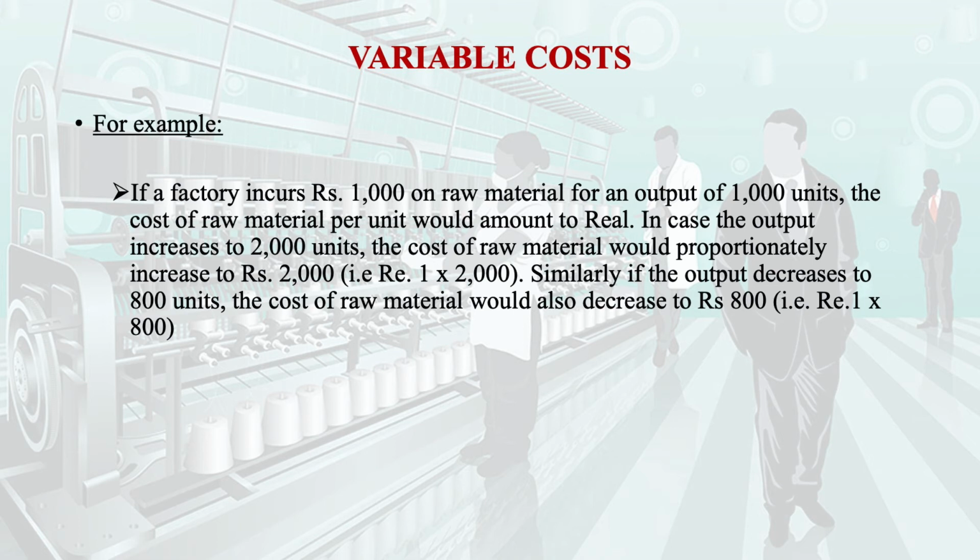Now in case the output increases to 2000, the cost of raw material would proportionally also increase to 2000. Again, the variable cost will be 1 rupee per unit. Similarly, if output decreases to 800, the cost of raw material will also decrease to 800 rupees.